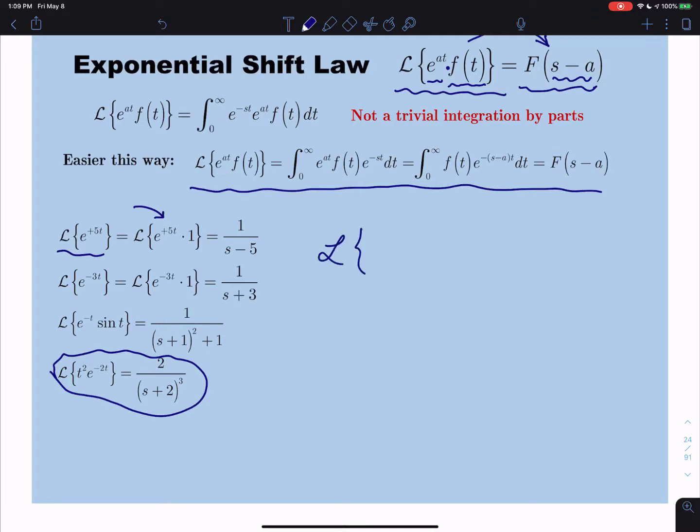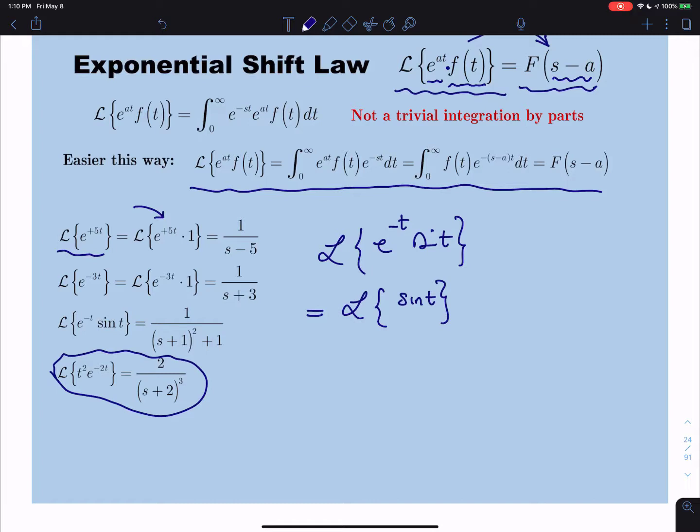Laplace transform of e to the negative t sine of t. Well, again here, instead of worrying about the definition, all you have to say is, oh, they want me to find the Laplace transform of a product of an exponential with a function in time domain, which basically means all I have to do is find the Laplace transform of sine of t, and then evaluate it as s goes to s plus 1.